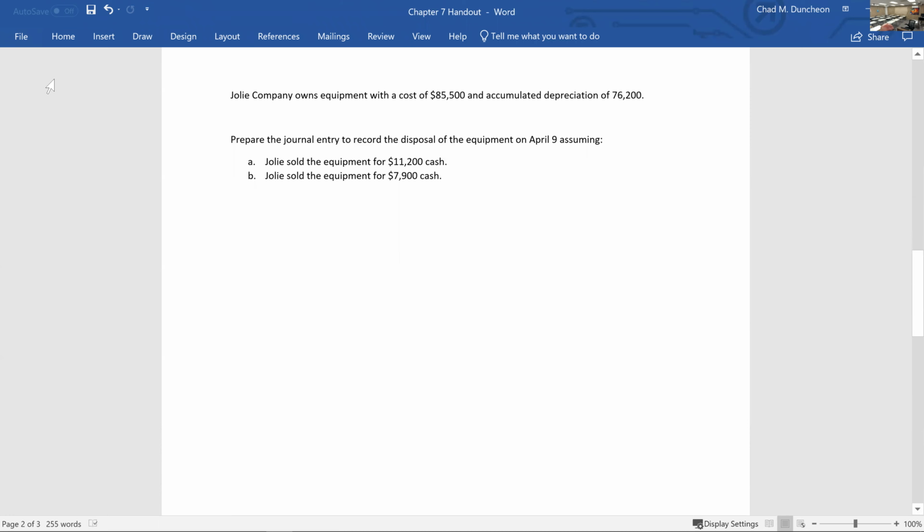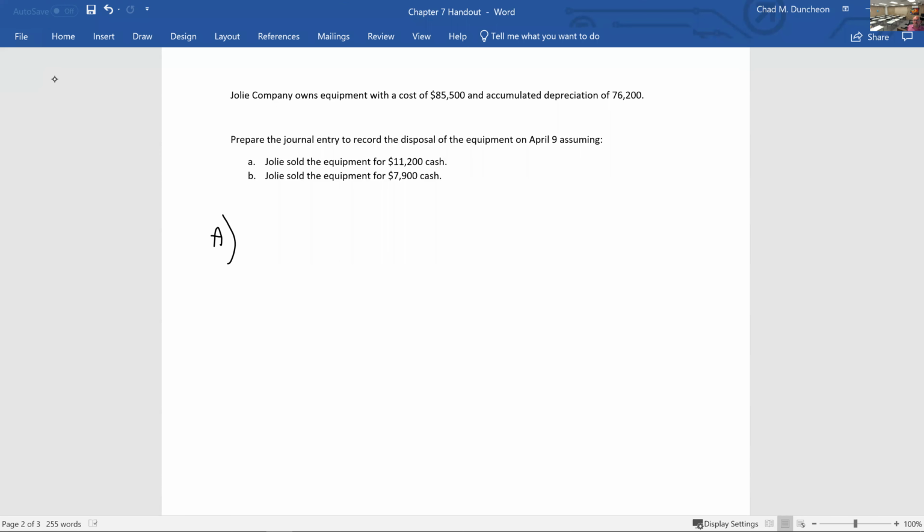All right, so Jolie Company owns equipment with a cost of $85,500 and accumulated depreciation of $76,200. Prepare the journal entry to record the disposal. I'm not going to pull out my journal sheet here, just going to pretend that I have it on here. If you go on and do accounting in another school, they're probably not going to give you a journal sheet. They're just going to have you write them on paper or on the whiteboard, like this, kind of how I'm doing it here.